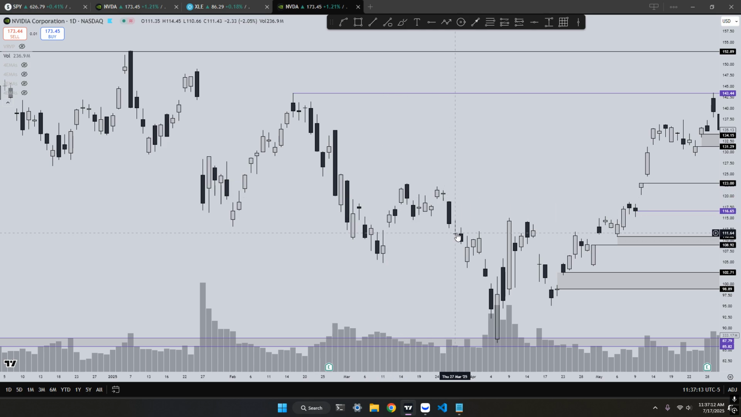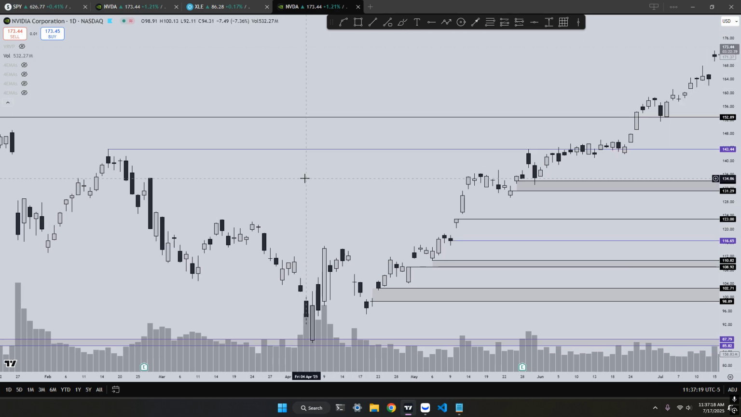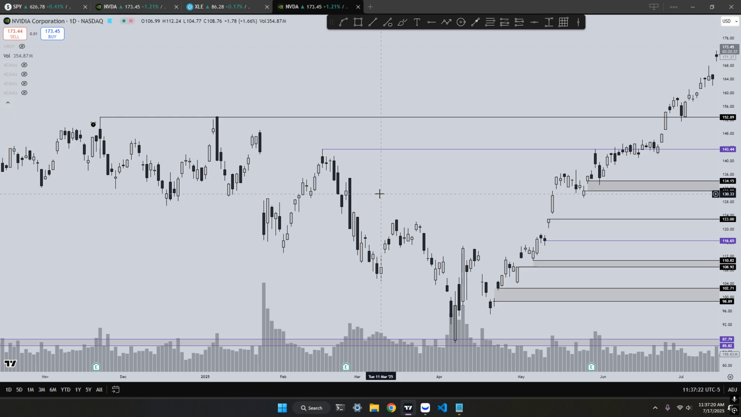I shorted it this day again off of the overnight gap, if I'm not mistaken, down into the remainder of this March 12th gap. And that was really it on my good NVIDIA trades throughout this range, right?